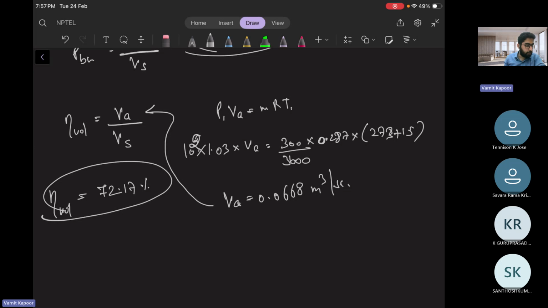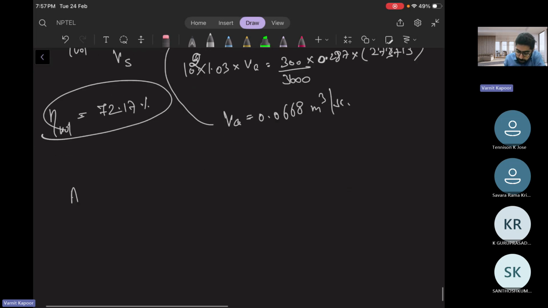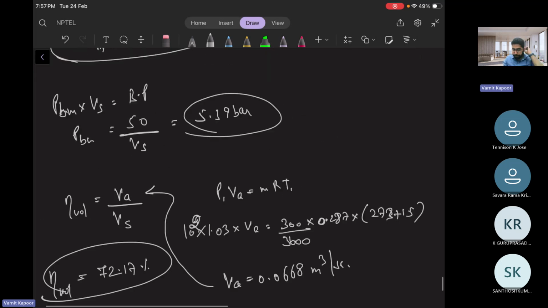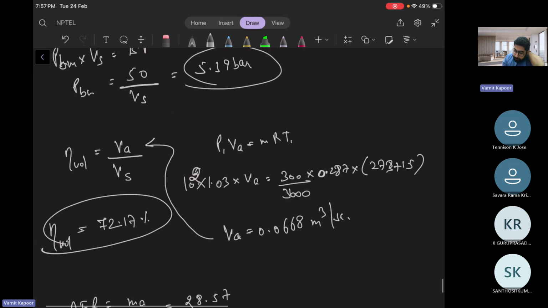Now what will be the air fuel ratio? Air fuel ratio will be the mass flow rate of air to that of the mass flow rate of fuel. We know it is already given in the question. So it will come out to be 28.57. The mass inhalation rate MA is given to you. So from here we got all these values.